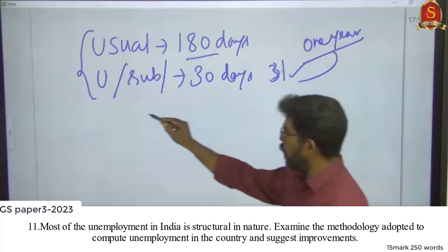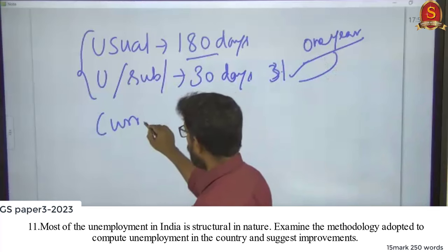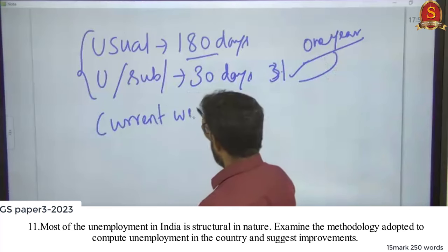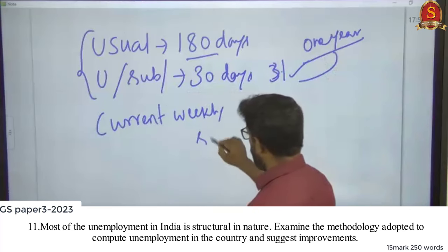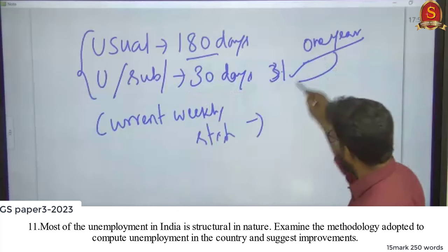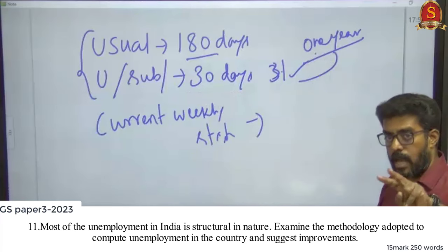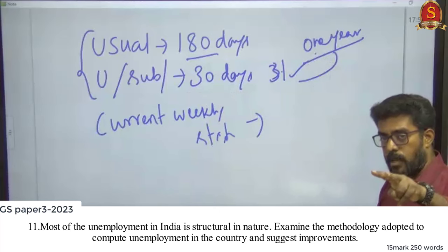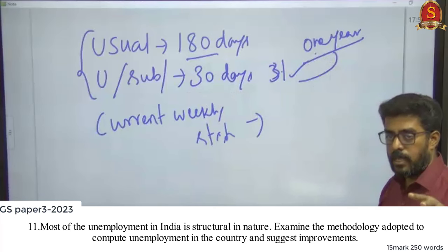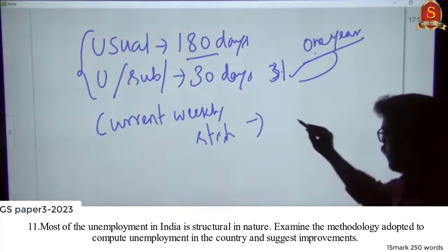But the second method is called the current weekly status. In the current weekly status, the reference period, unlike 1 year, where we were asking the person how many days he was working during the last 1 year, is here the last 1 week.